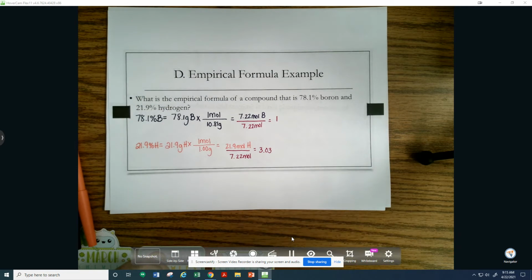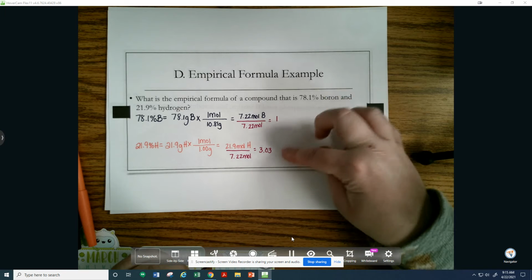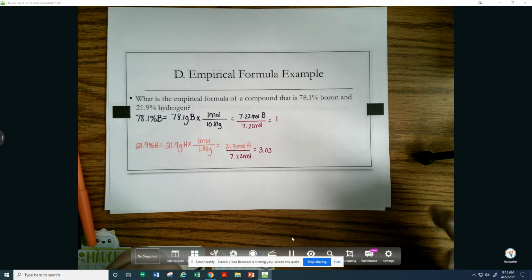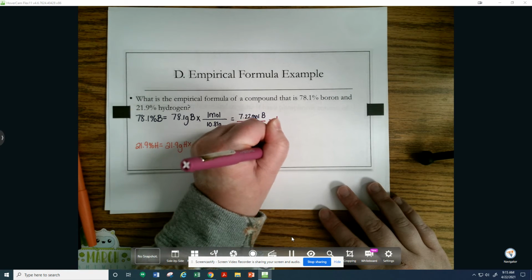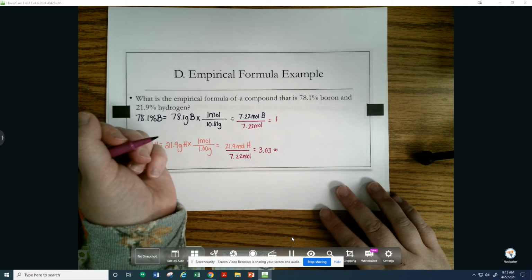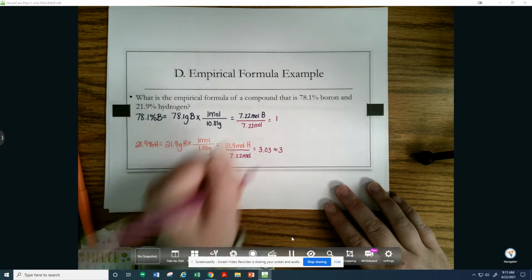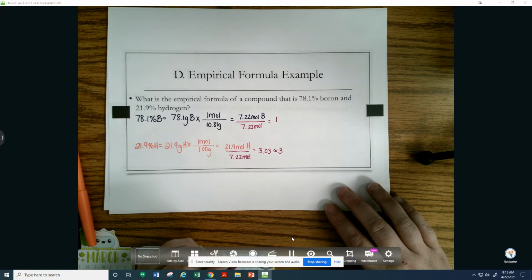So what this is doing is this is telling us that for every 1 boron, there is 3.03 hydrogens, which is close enough to 3. It has to be a whole number. We're going to say that this is 3. So this is a 1-to-3 ratio.